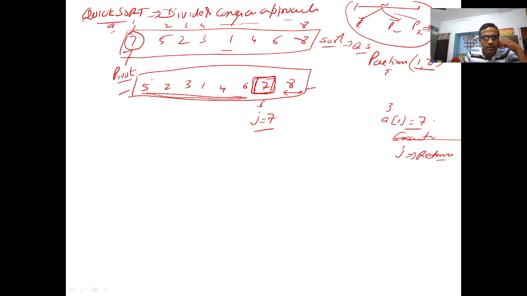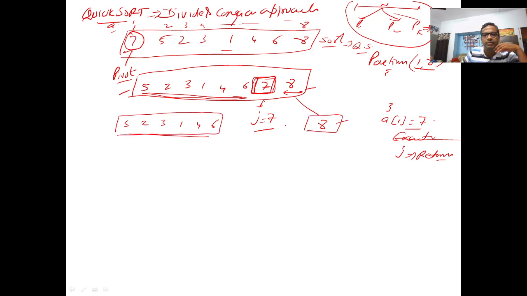Now the list 5, 2, 3, 1, 4, and 6 is there, and the second list containing only element 8 was there. Done. So our problem is divided into 2 parts further, one containing a single element, the other one containing 6 elements. Now this list is again expected to be solved using the same algorithm, both of these.